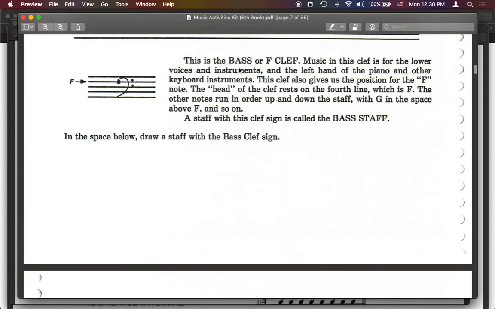After that, you have the bass clef, which is different. It looks a little bit like an F. Where the dots are matters, so make sure you do that in the right place. Here it's asking you to draw an entire staff, so 5 lines all the way across, and then draw a bass clef sign. Make a few of them.